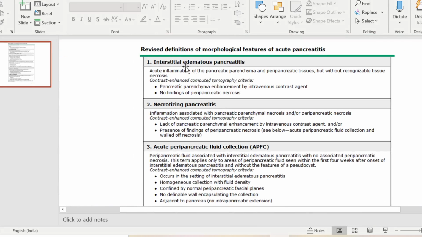The first one is interstitial edematous pancreatitis. It is caused by acute inflammation of the pancreatic parenchyma and peripancreatic tissues, but without any recognizable tissue necrosis. On CECT, the criteria are enhancement by intravenous contrast agent and no findings of any peripancreatic necrosis. This is only pancreatitis. There is edema, right? So there will be leakage and there will be enhancement.